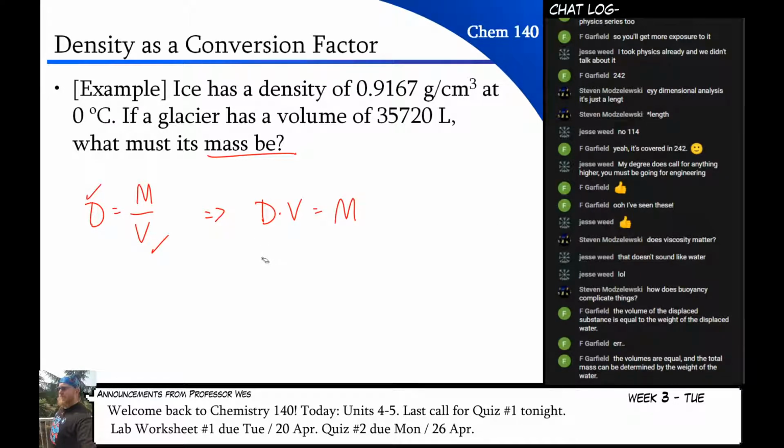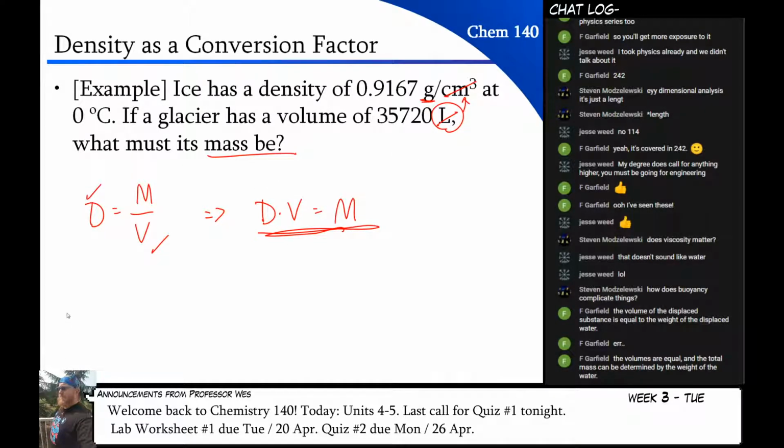So we have this formula here, and I could just multiply these two things together and get mass. But in reality, what you're doing when you're using this formula is just doing a conversion, right? I have a volume, and if I multiply by the density, I'll get the mass out, because the volumes would then cancel. Density times volume is mass.